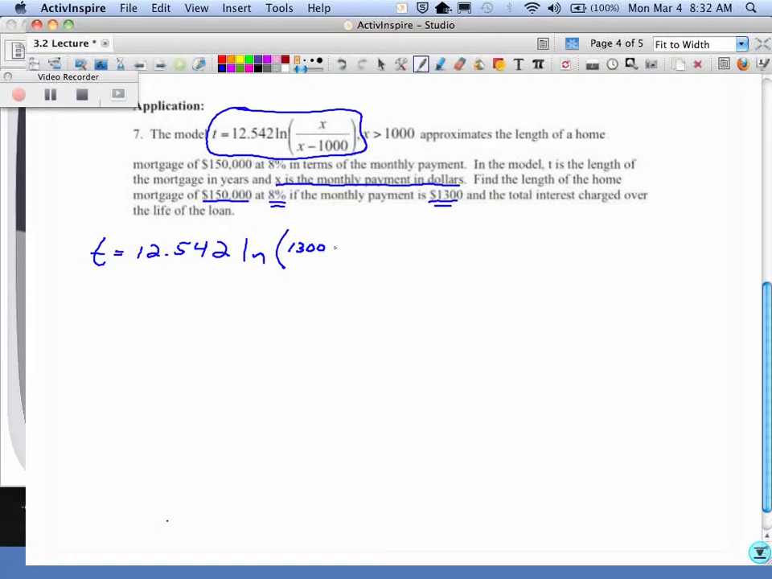1,300 divided by, most of you can do that number in your head, but if you don't, put it in parentheses, 1,300 minus 1,000. So type in your calculator 12.542, hit the ln button. I would just type in 1,300 divided by 300, and what are we getting? 18.39, whatever. I'm just going to call it 18.4.